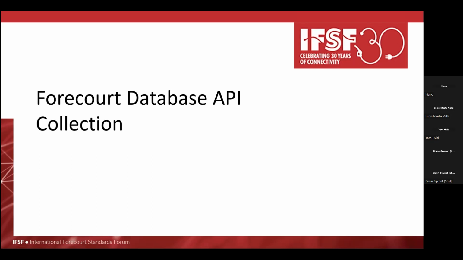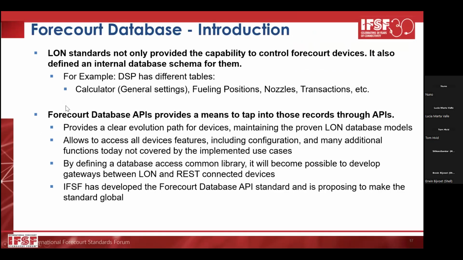So if I'm accessing the database one by one, this can be converted one-to-one to a LON protocol command. So the 4-core database APIs will now provide two things: a means to control the 4-core device, and also a means to tap into the records. As I mentioned in LON, this is also provided here.